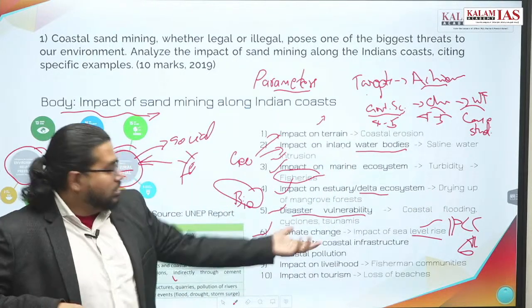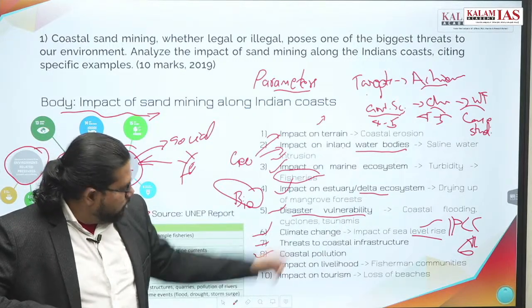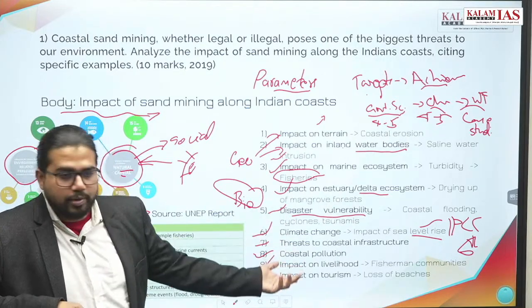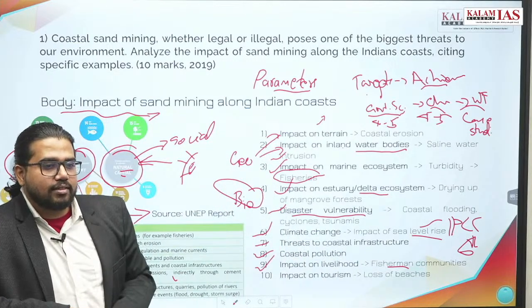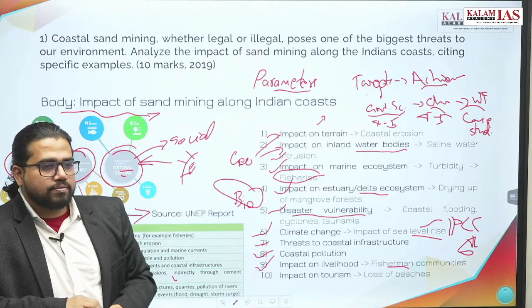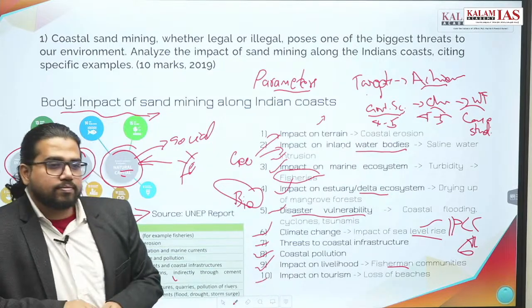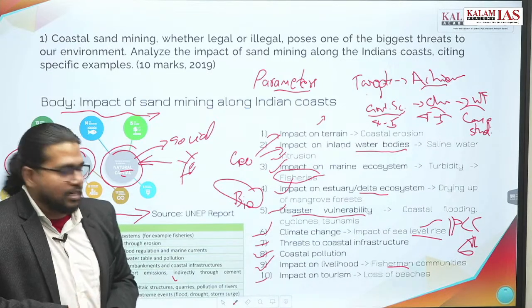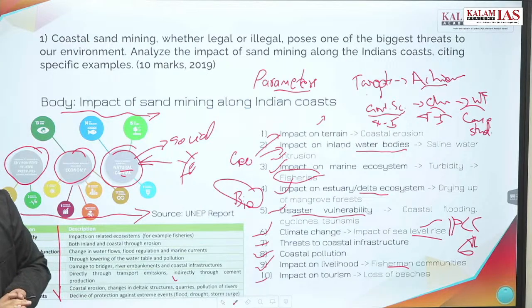What else? Coastal infrastructure is under risk. Coastal pollution. Then we are coming more into economic aspect. Livelihood will be affected. Fishermen communities' livelihood will be affected. Tourism will be affected. You can cite the example of Goa. If beaches are not there, then what tourism will you have in Goa? Migration impact, social impact, you can write those. Anything else you have written?